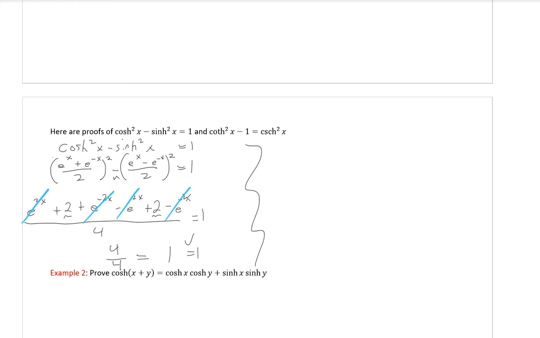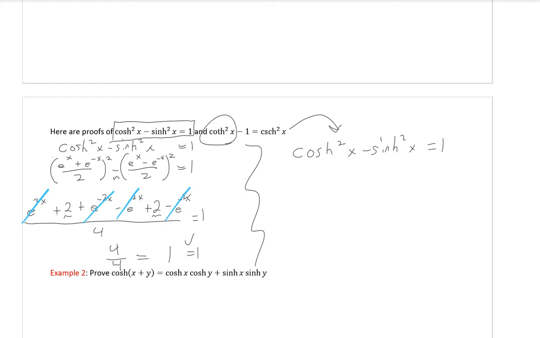Now, since I've done that, since I've proved this, that means that I now know that this equation is valid. Therefore, I should be able to use it. So, in order to prove this one, what I'm actually going to do is start with what I just had, cosh squared minus sinh squared equals 1. And what I'm going to do is try to determine what coth squared is.